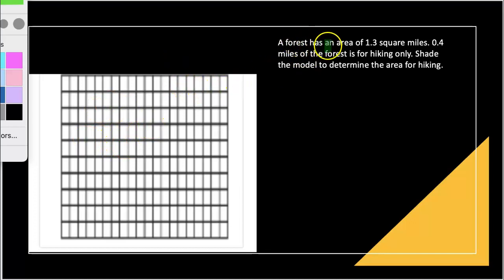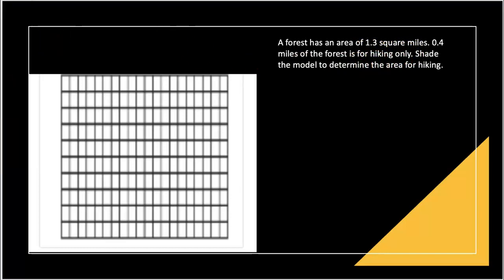And it says a forest has an area of 1.3 square miles. So think back, we talked about an array. An array is where you have objects like triangles in a row and a column. So this would be a 2 by 3. I've got 2 columns and 3 rows. Rows go side to side, and columns go up and down.